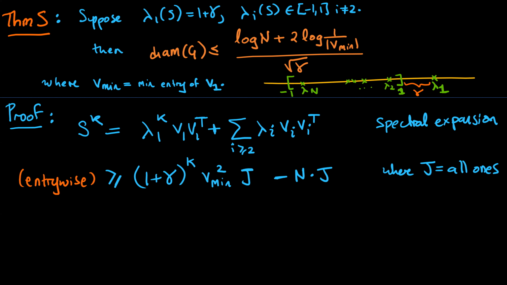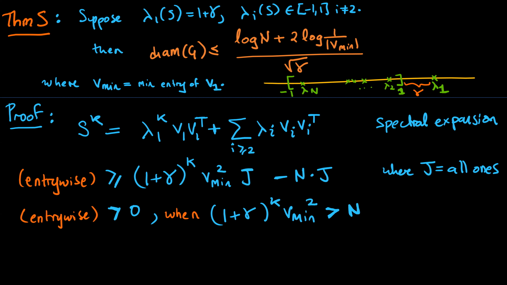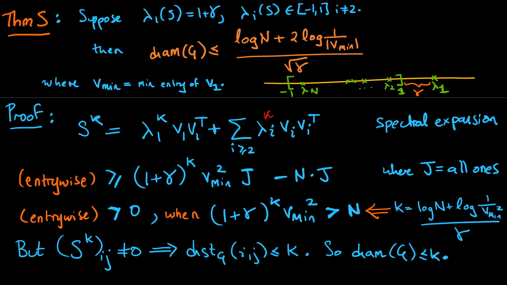So each of these other lambdas are at most 1, and in v_t each entry there is also upper bounded by 1. So rearranging this inequality and taking k large enough means that every entry in S to the k will be positive. But the entries in S to the k can only be non-zero whenever there is a path from i to j. So because each entry in S to the k is positive, we know that there is an upper bound of k on the diameter of the graph.